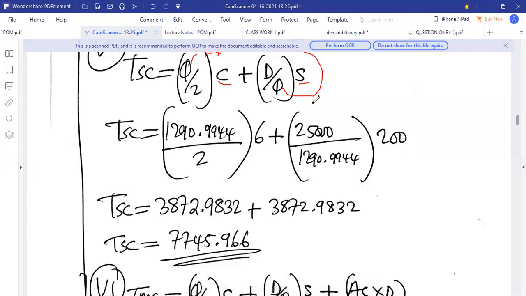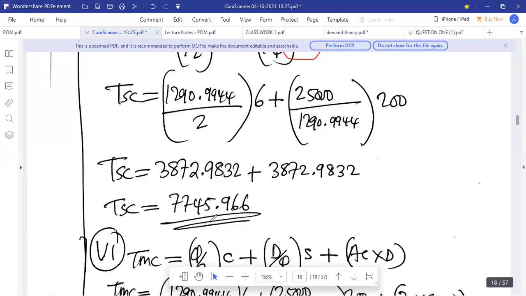Okay. So we have the total stocking cost. As of now, my area of concern is to do model 1, so that as we go bit by bit, we can move on to the production model, and then we also need to come and do the discount model. So the total stocking cost, when you add these two, you're getting 7745.966.